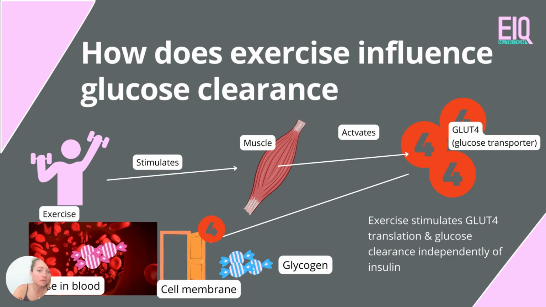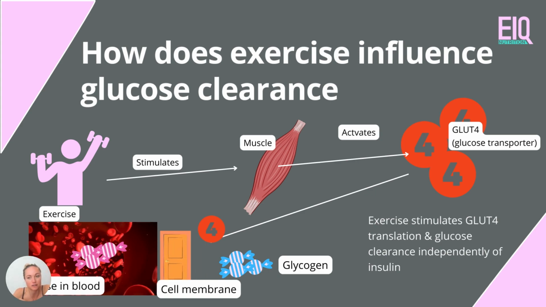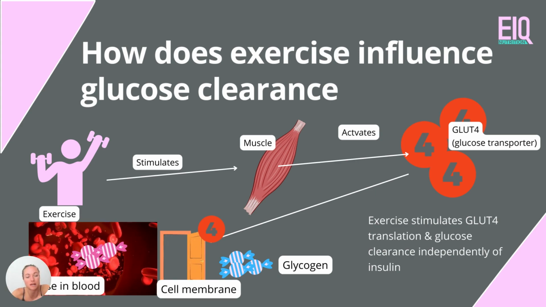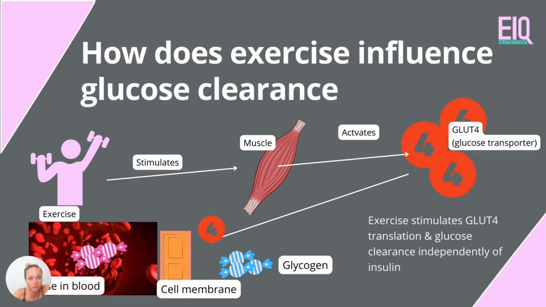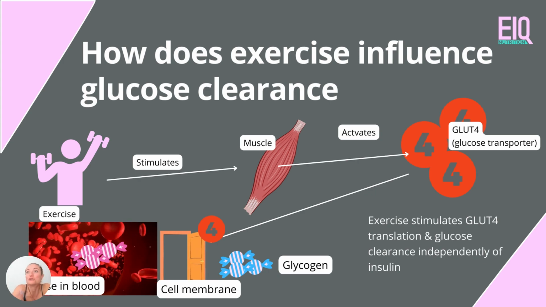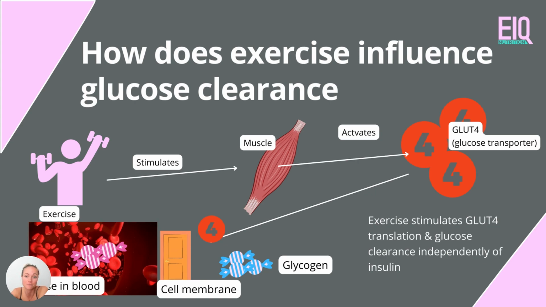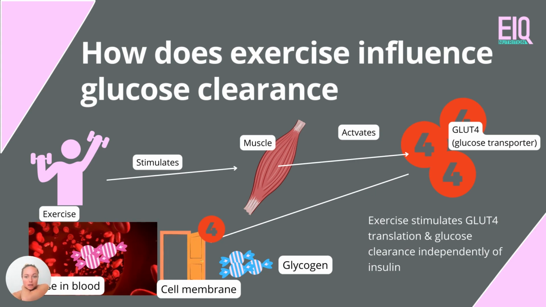And this is one of the reasons that things as simple as just walking after eating large meals are so useful to clear blood glucose, especially if you have impaired glucose tolerance or reduced insulin sensitivity or insulin resistance, because it's this insulin independent way of clearing blood glucose.